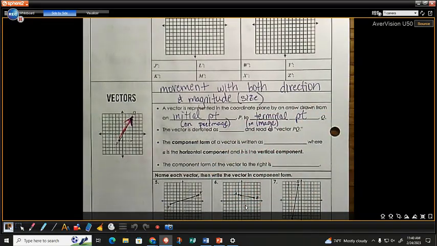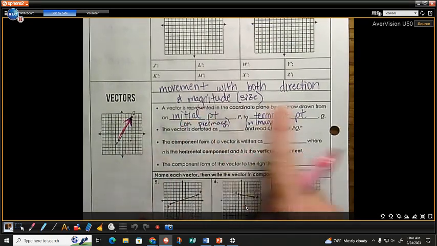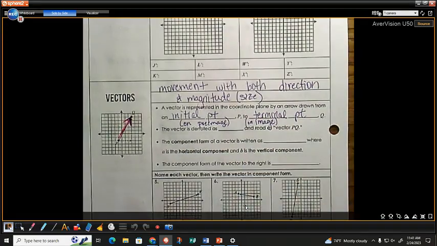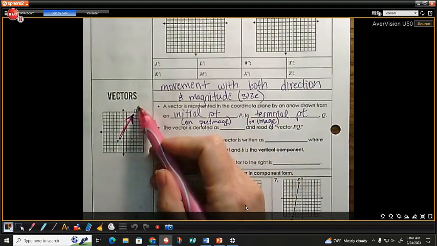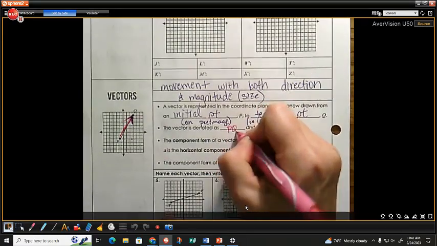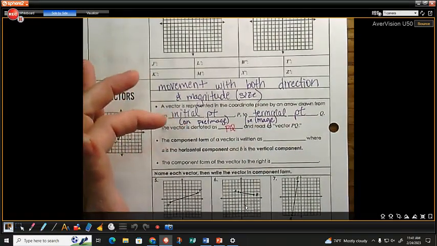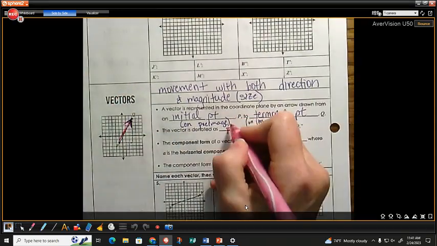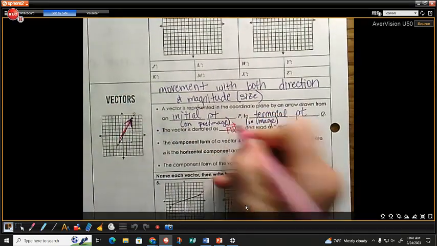Now, should it be PQ or QP? PQ. From initial to terminal. You should always go from initial to terminal. So these do not get to be forward and backwards. Remember how when we named rays, you always started at the point and ended where the arrow was going? Same thing. So this is going to be PQ, and since we draw it with a ray, guess how we're going to draw the symbol for a vector? With a ray on top.